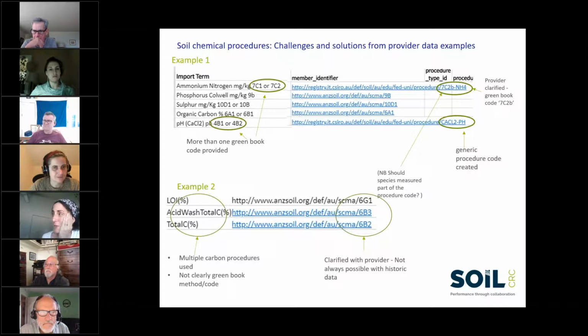But yeah, sometimes we have to go to a really generic code, which is not very helpful. Like that, we don't know if it's 4B1 or 4B2, so we just have to go one level up and say it's the calcium chloride method. Sometimes in this example 2, a bunch of carbon methods, we don't know how to differentiate them. So we have to go back to the provider and they told us it's 3 different standard methods from the Green Book. But you don't always get those answers.